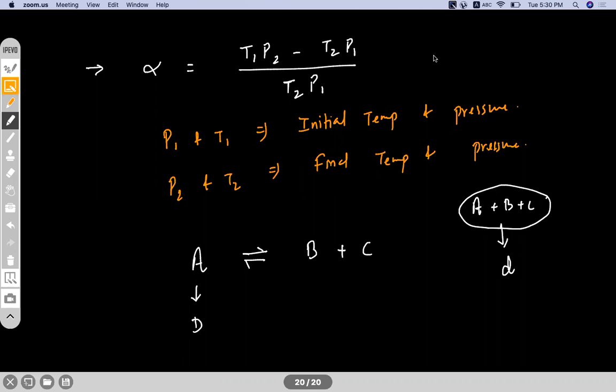Yeah, tell me. Understood? So basically, when a molecule dissociates, its vapor density changes. And with respect to the change in vapor density, we can find out to what extent the dissociation takes place. With that reference only, we have that formula. Tell me, clear? Okay.